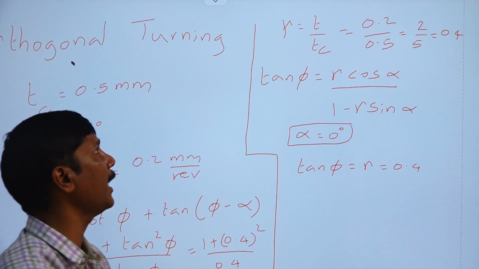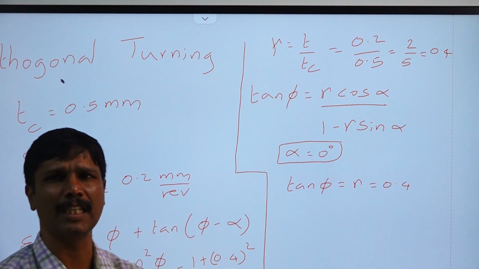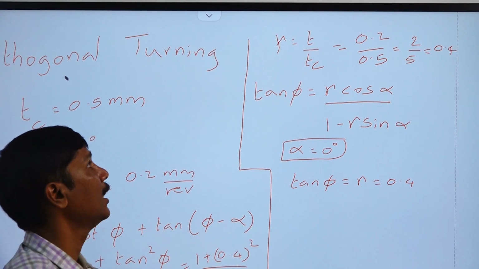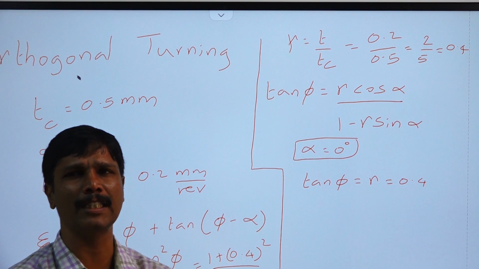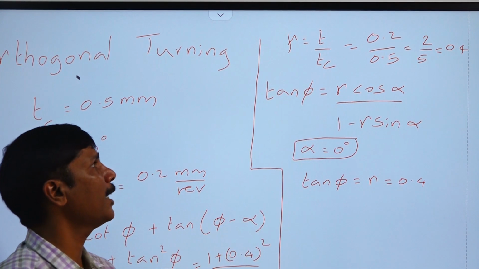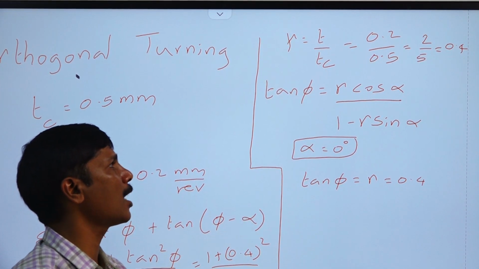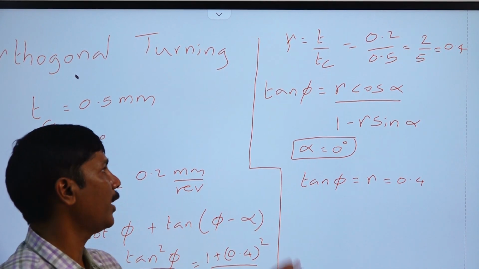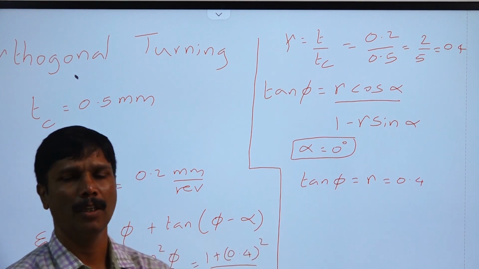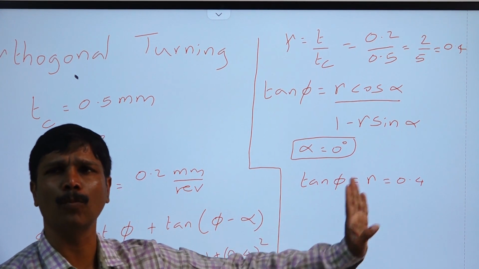To calculate phi we have to know the chip thickness ratio, R equal to t by tc. So t by tc equal to 0.2 by 0.5, which is 2 by 5, that is equal to 0.4. Tan phi equal to R cos alpha divided by 1 minus R sin alpha. Here alpha equal to 0 degree, therefore tan phi equal to R, that is equal to 0.4.